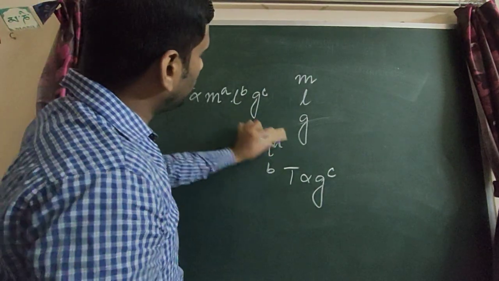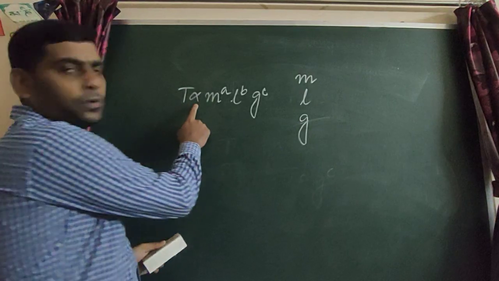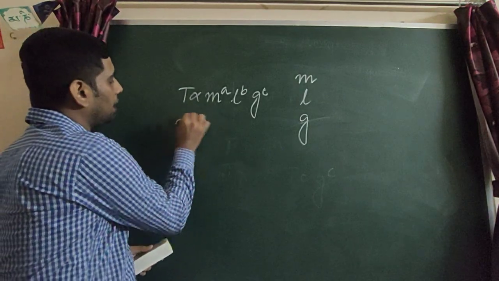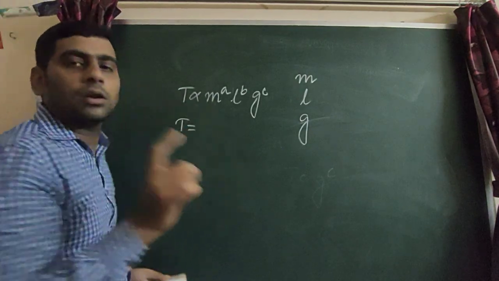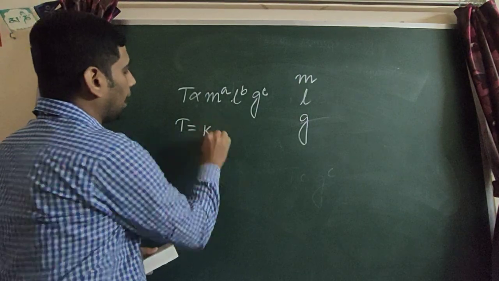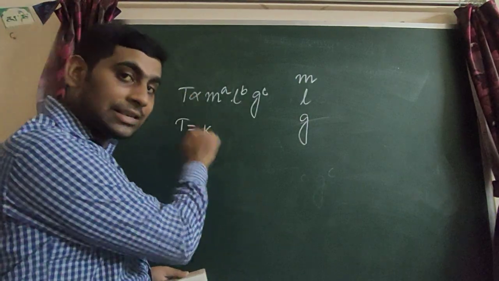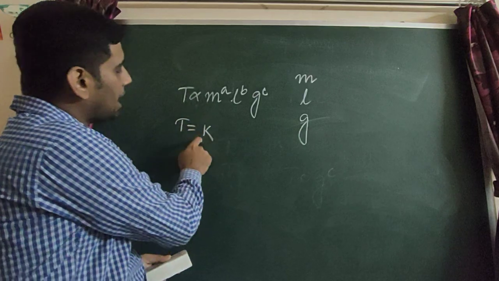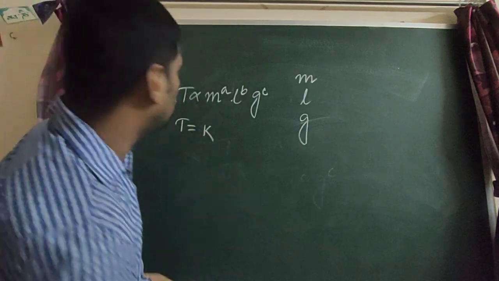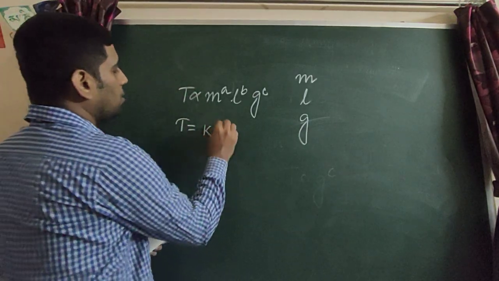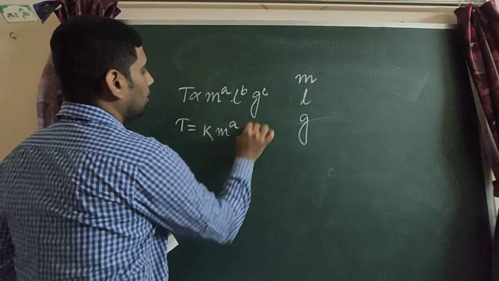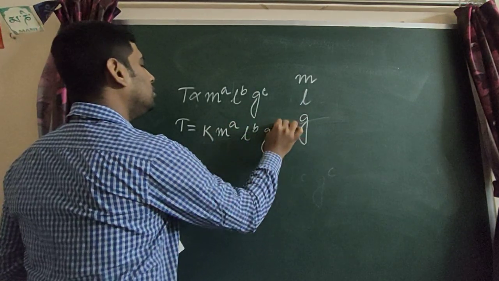Now if I want to remove this proportional sign and give it an equal sign, I have to put one constant. Here I am putting K. K is a dimensionless constant. Remember please, K is a constant which is dimensionless. So K into m to the power A, L to the power B, G to the power C.